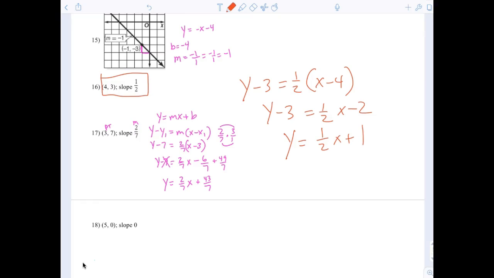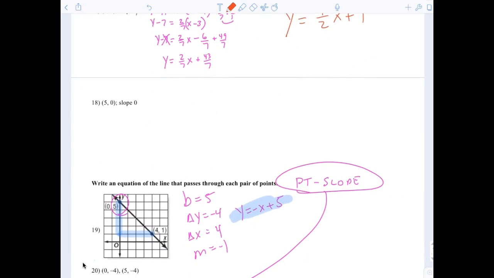Very good? All right, number 18, put a star by 18. The slope is 0. If the slope is 0, it's just y equals. So in this case, it's just y equals what? 0, right? Y equals 0. Whatever the y value is, the y value is 0. Everybody good with that?